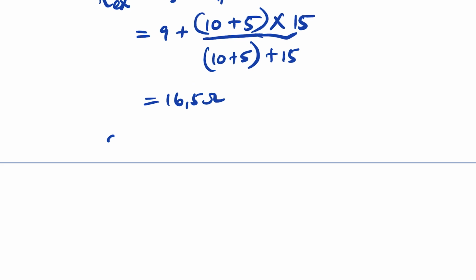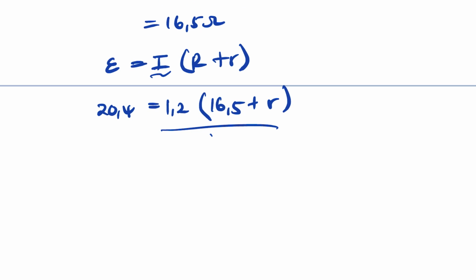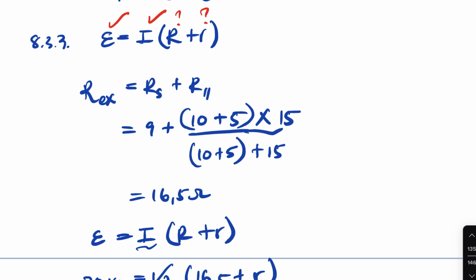That's R external. So we go back to the formula. EMF is equal to I times R external plus R internal. And then the EMF is 20.4. And the total current there was 1.2. And the R external is 16.5 plus the R. Then if you do the math there, divide by 1.5, divide by 1.5, this and this cancel, and then your R will be 0.5 ohms, right? I hope that makes sense, guys.